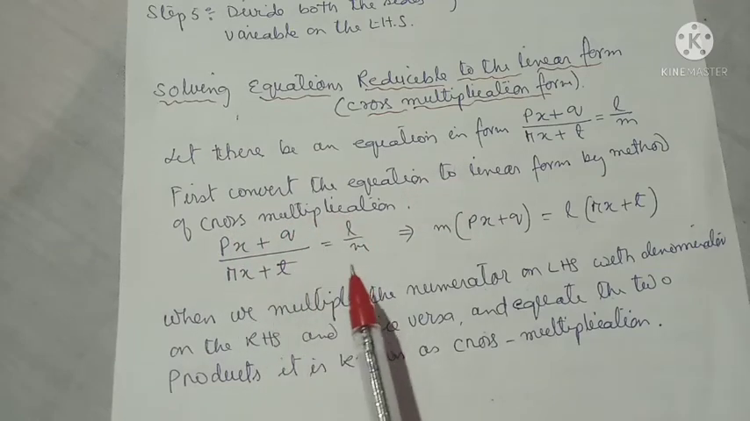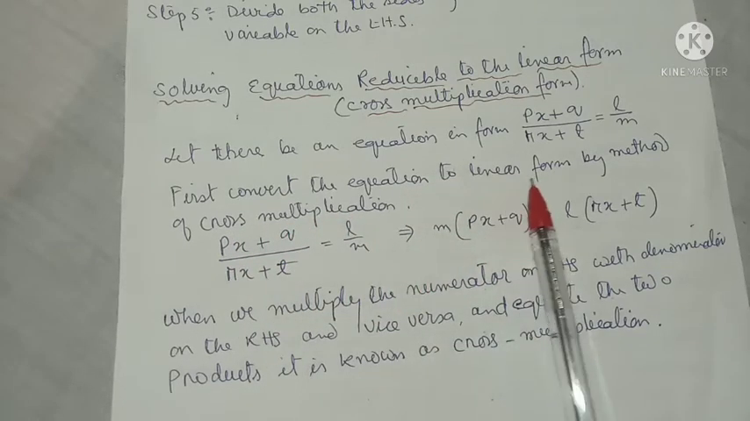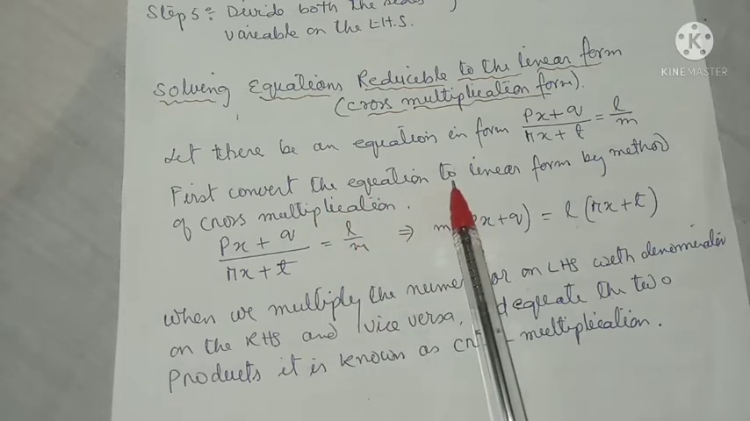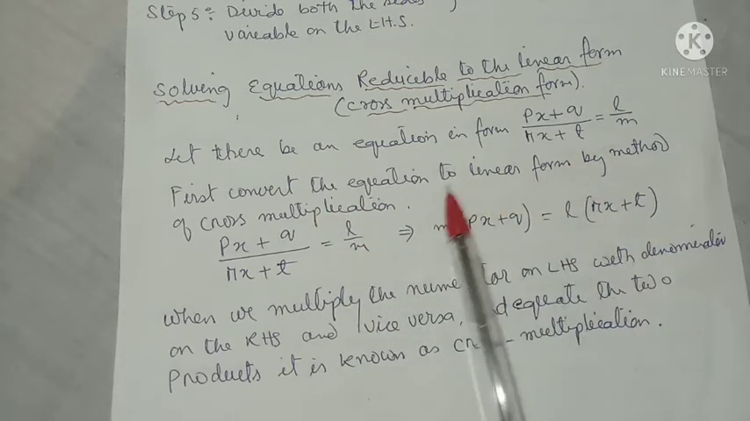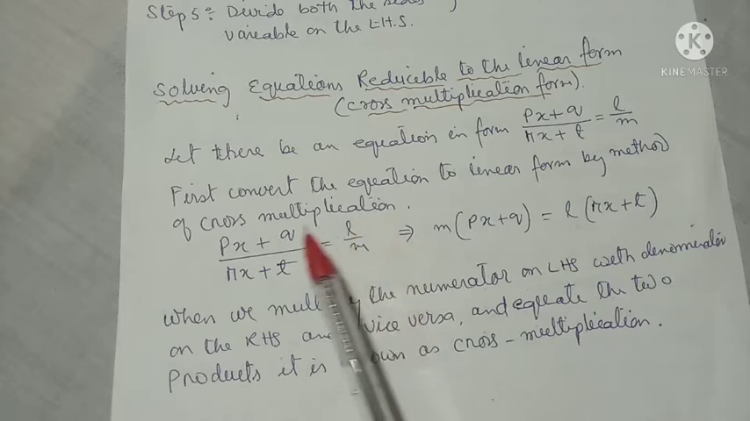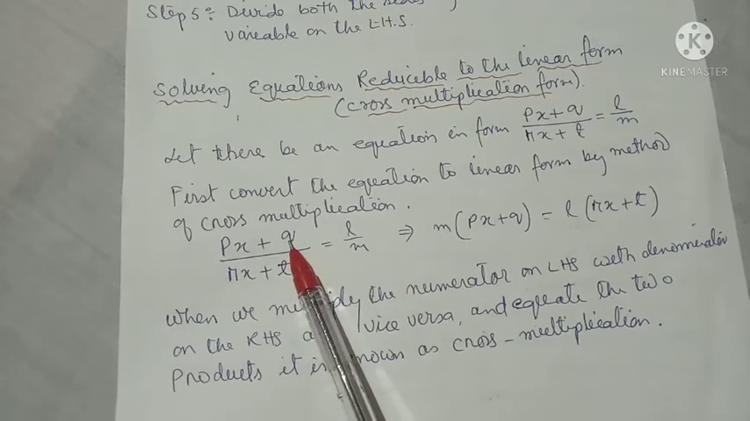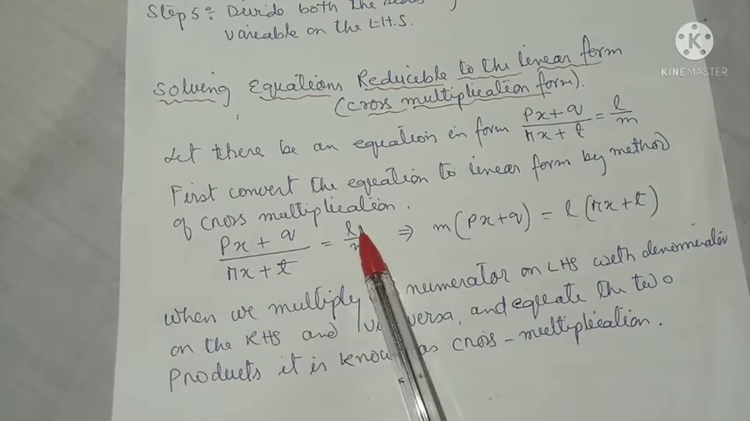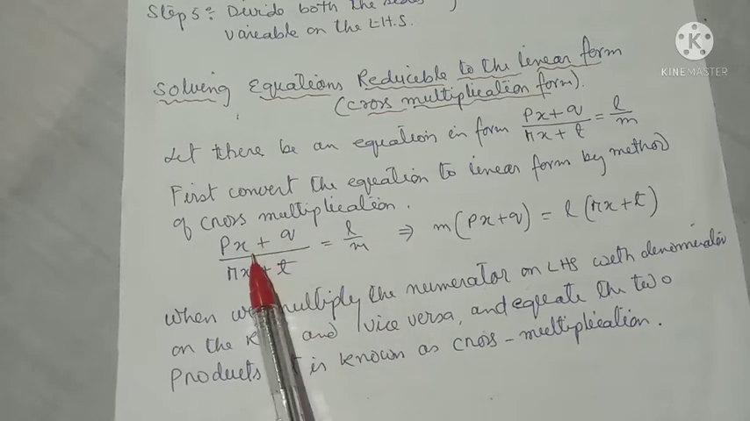First, we have to convert the equation to linear form by the method of cross multiplication. Cross multiplication means, here this is the numerator and this is the denominator. This is the left hand side and the right hand side.